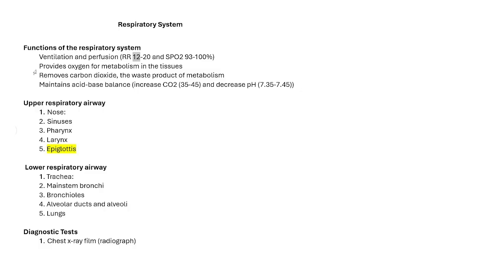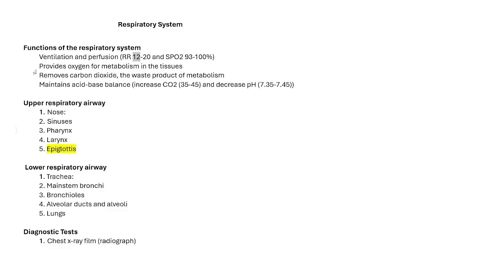Now, the next function of the respiratory system is to provide oxygen. The main reason why we get oxygen is to break down glucose by a process called metabolism in order for tissues to get energy. This is a process that provides the body with energy.